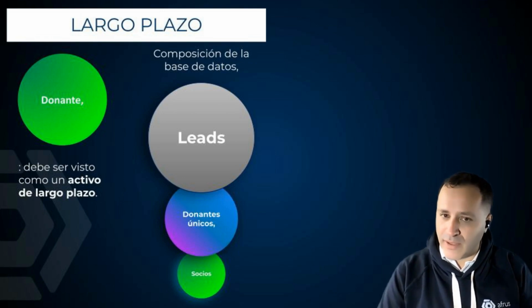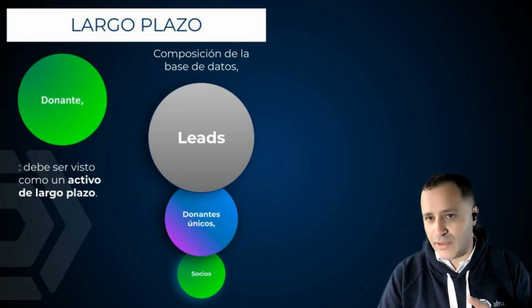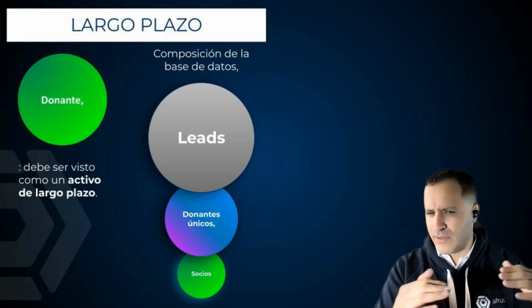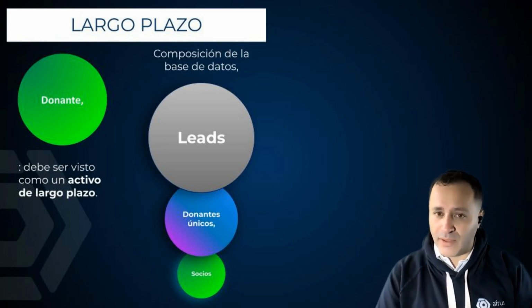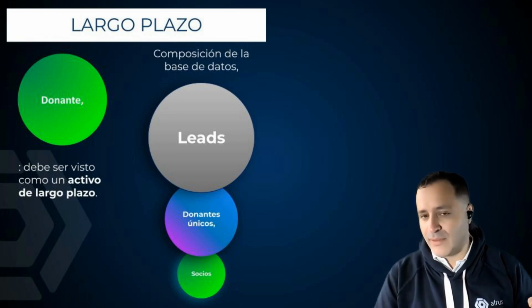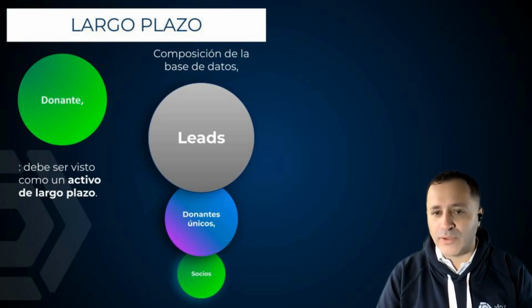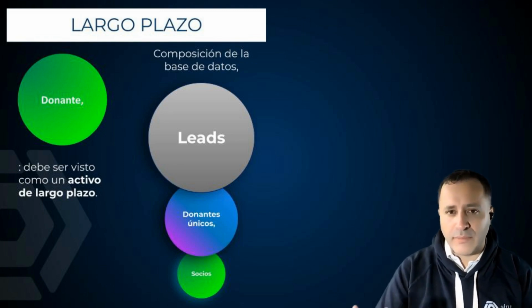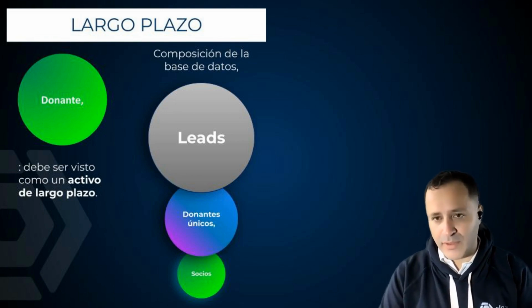And there's something important as well. In the database, there are not only donors. In the database, there are three things that we identify as the three most important aspects. One, you have leads. These are people who have never made donations, but they are in your database with permission marketing or opt-in. That is to say, they have authorized you to receive information from that person.